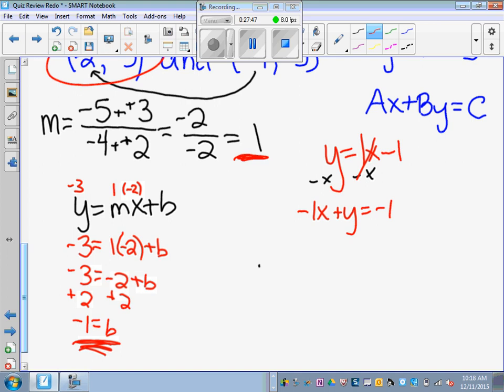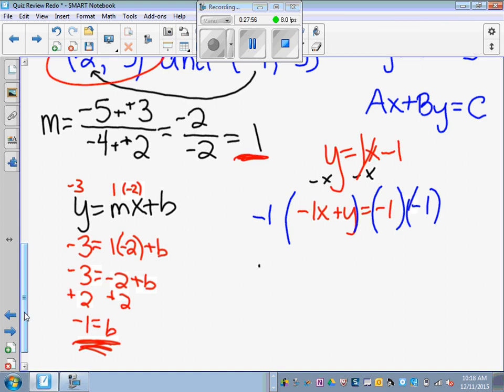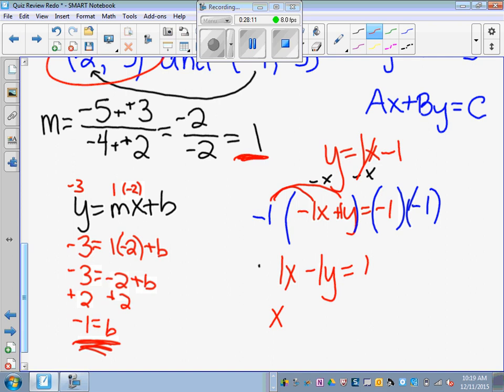You gotta multiply by -1. Okay, so we multiply by -1. -1 times -1 is positive. -1 times +1 is -1. And -1 times -1 is positive. So x minus y equals 1. No fractions, no decimals, and our value in front is positive.